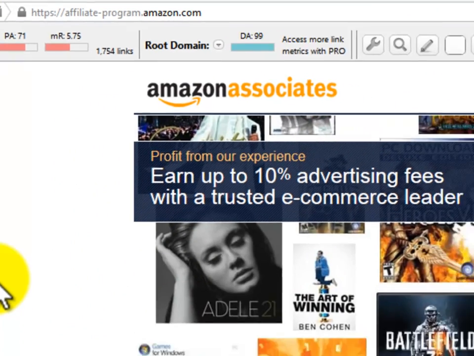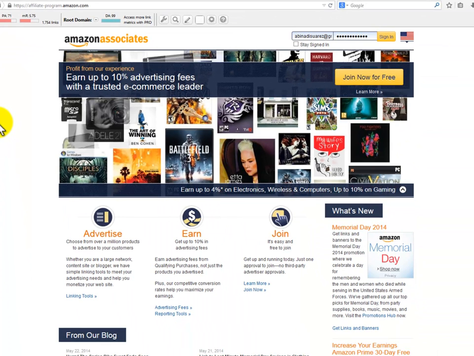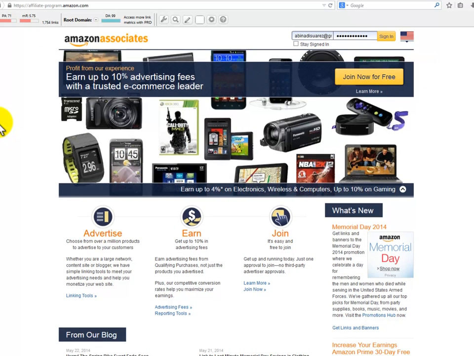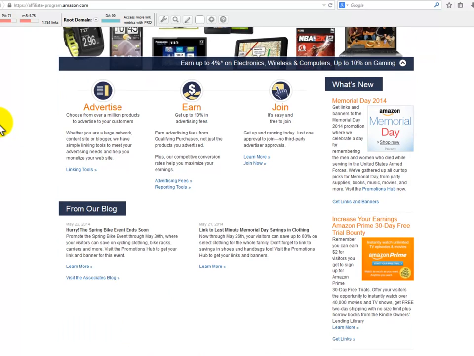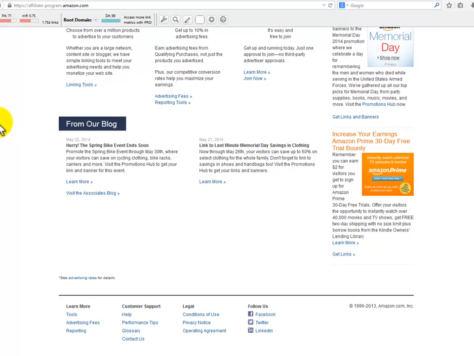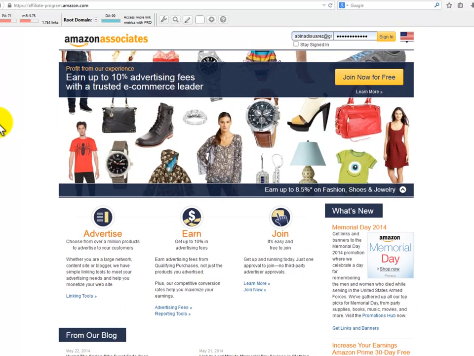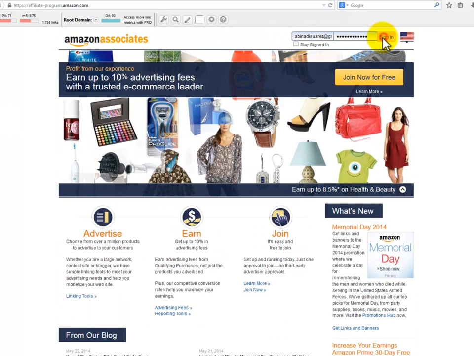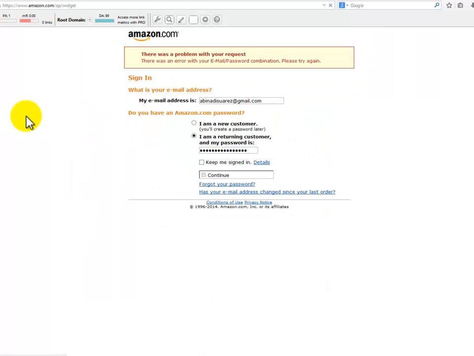affiliate-program.amazon.com. Amazon is one of the most trusted sites for shopping. Amazon Associates is a well-known way to convert visitors into customers. If you are running a blog or website and want to monetize it, the Amazon Associates program is a good way to make money online as an affiliate. Because Amazon offers more than a million products, you can choose the product that fits your marketing niche and then promote it to your audiences.